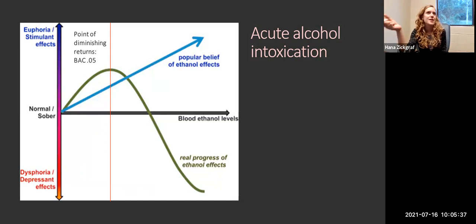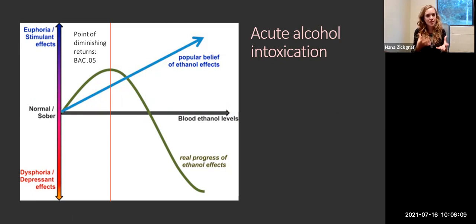One reason why we tend to underestimate the harmful effects of alcohol is because of cultural beliefs and practices surrounding alcohol use. So this figure illustrates the diminishing returns of drinking. This figure suggests that the point where the positive, euphoric, stimulating effects of alcohol plateau and the dysphoric, depressant effects of alcohol start to kick in happens around a blood alcohol content of 0.05.